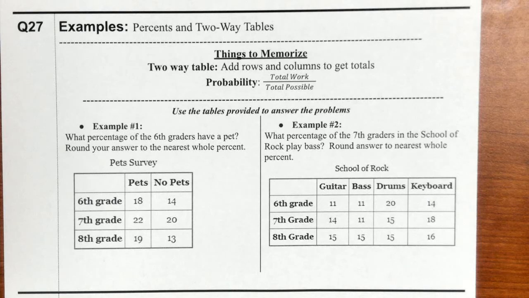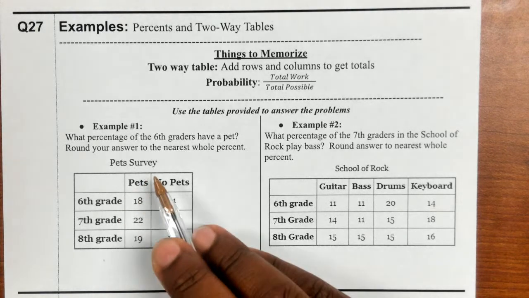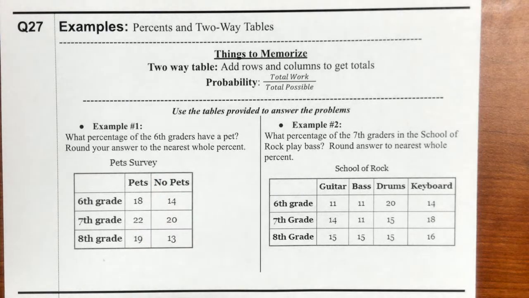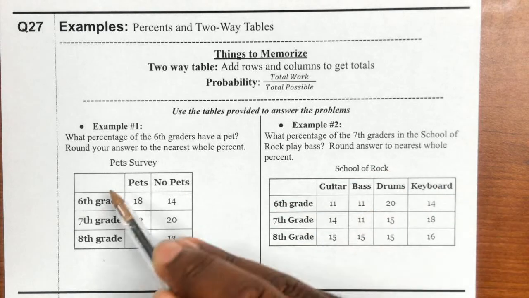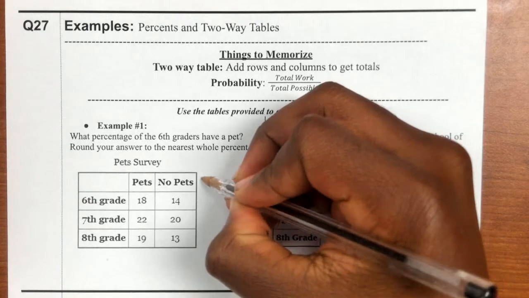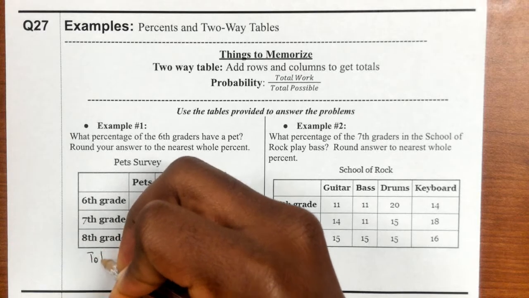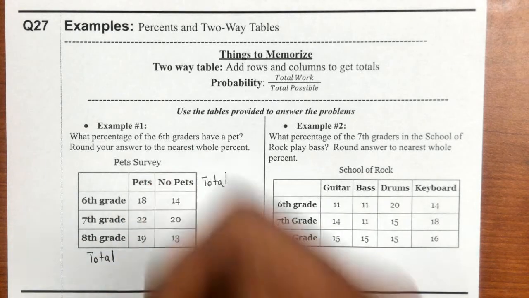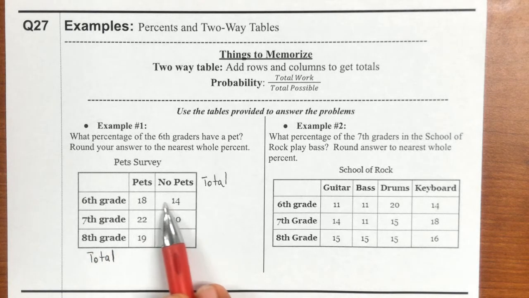First things first, our table that we're given for pet surveys is incomplete. The reason it's incomplete is because every two-way table always has totals. Do you see any totals here? No. So let's try to identify the totals that would be here and the totals that would be down here. These are the two places we're going to put totals. So let's find the total amount of sixth graders.